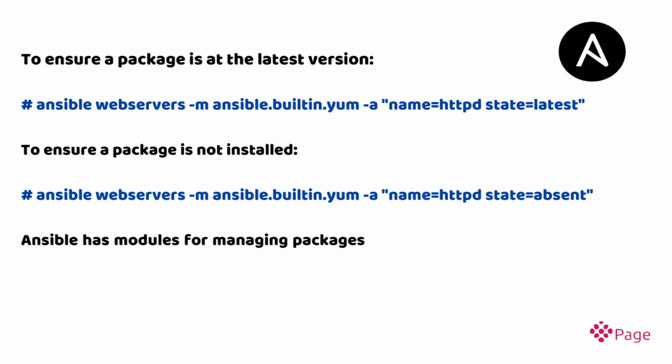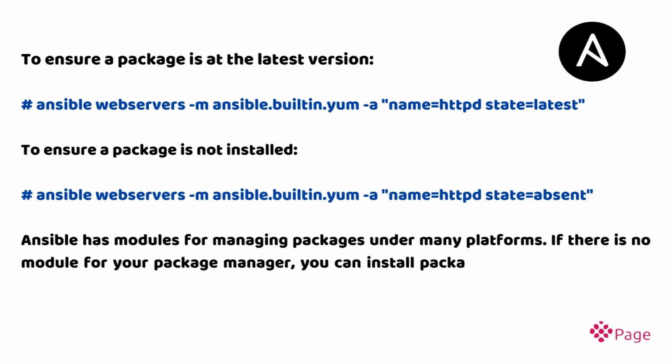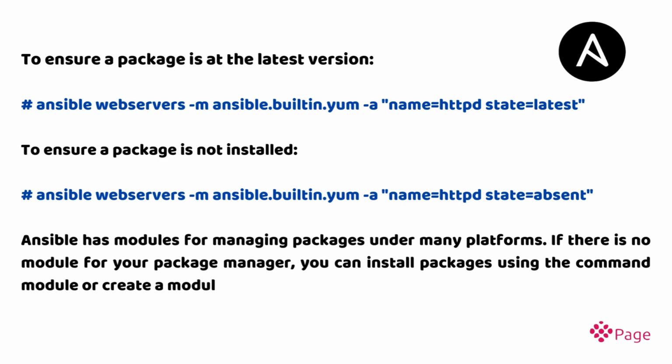To ensure a package is not installed, ansible webservers -m ansible.builtin.yum -a "name=httpd state=absent". Ansible has modules for managing packages under many platforms. If there is no module for your package manager, you can install packages using the command module or create a module for your package manager.